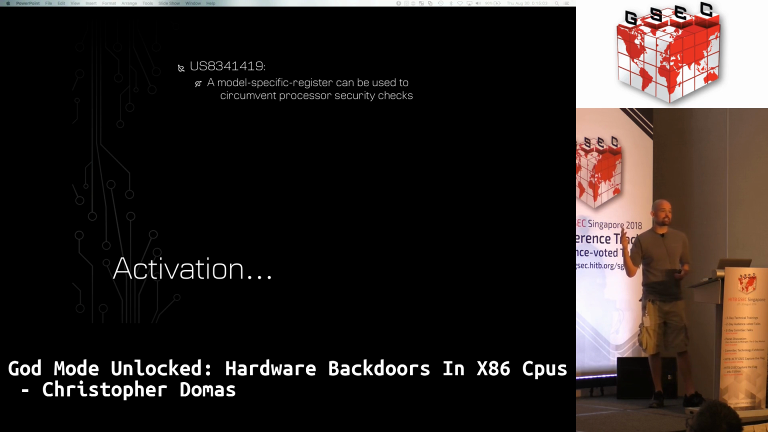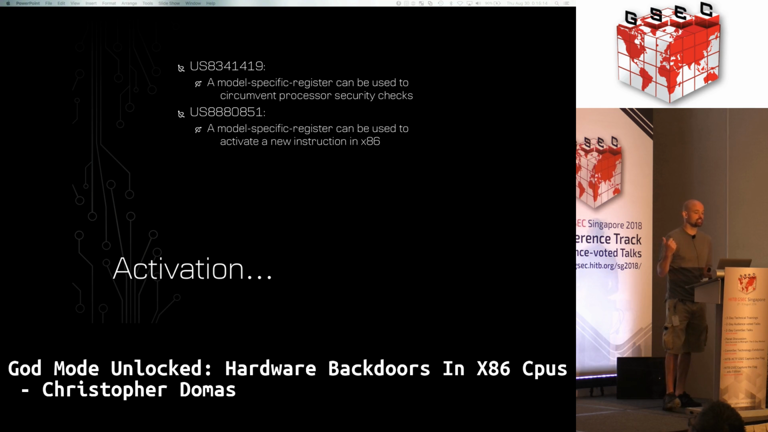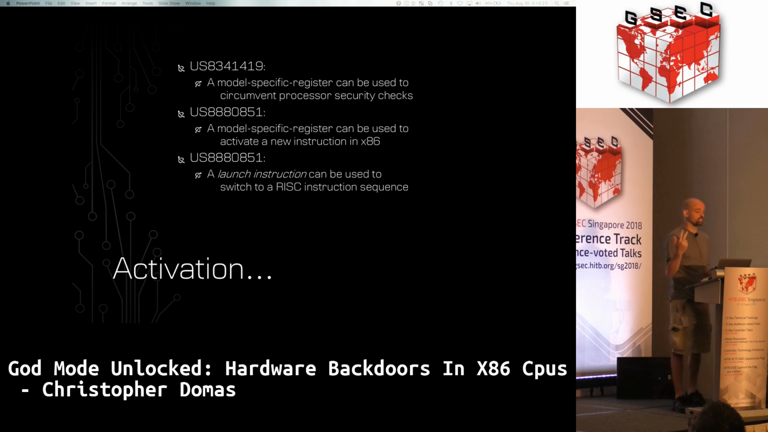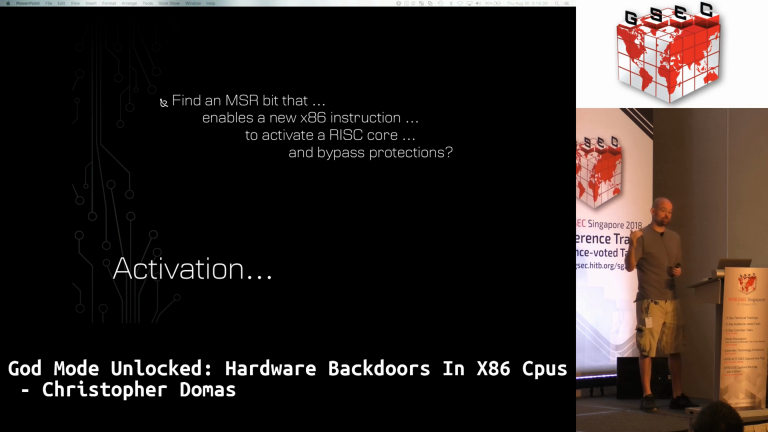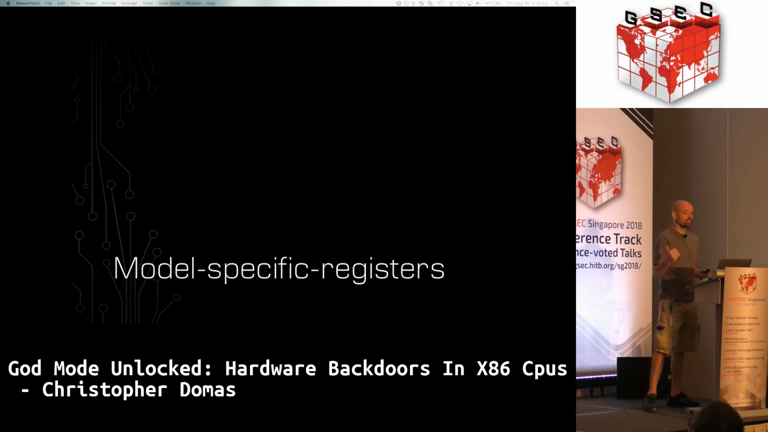Well, there are 3 patents that give us some hints as to how we could activate this deeply embedded core, this backdoor. One patent talks about a model-specific register that can be used to circumvent processor security checks. One talks about a model-specific register that can be used to activate a new instruction in x86. And one talks about a launch instruction that can be used to switch to a RISC instruction sequence. If you put those 3 things together and fill in the gaps, then it looks like there is maybe an MSR bit that enables a new instruction that will activate this secret RISC core and then bypass security protections on the processor.